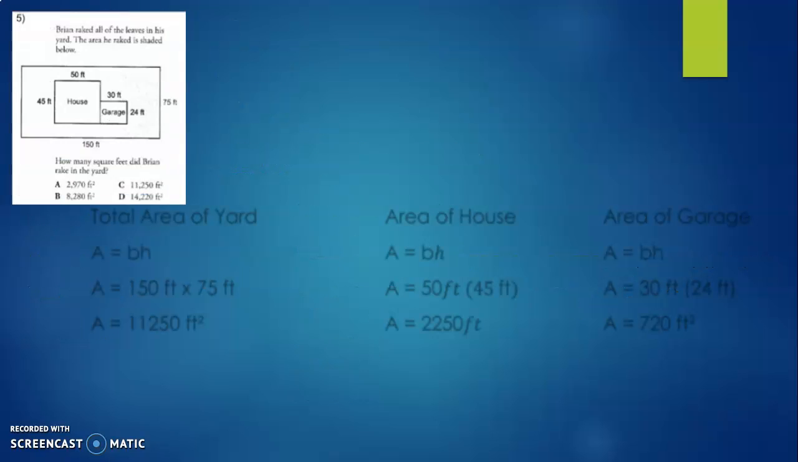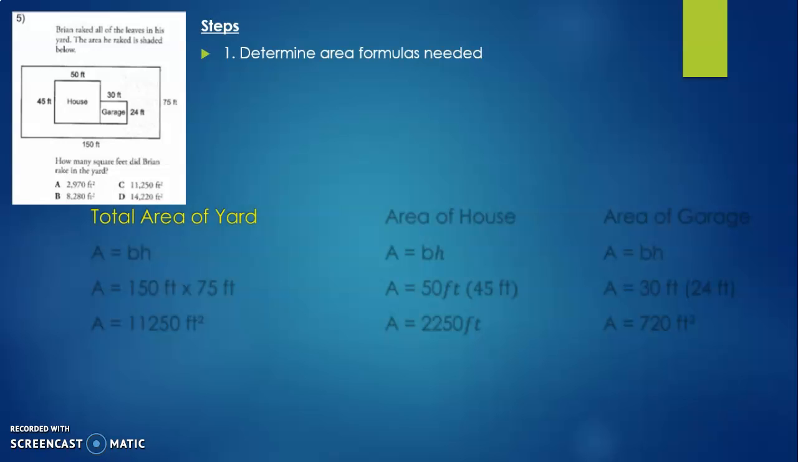All right, so for number 5, it says Brian raked all the leaves in his yard. The area he raked is shaded below. The shaded part is everything except the house and the garage. So we're going to have to find the total area, right? So I'm seeing the total area of a rectangle and subtracting the little pieces, which are the house and the garage.